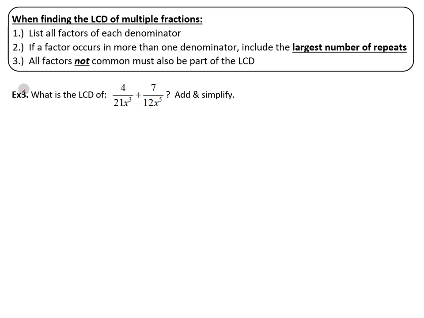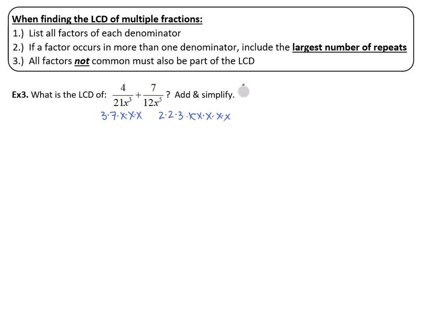Okay, so let's try another one. What is the LCD of this? So there's some directions up here. I'm not going to read through them because we've already talked about them. To find the least common denominator, we can list out our factors. So 21 is 3 times 7, and then we've got 3 x's. 12, if you did a factor tree for that, is 2 times 2 times 3, right? 4 times 3. And then we've got 5 x's, x to the 5th.